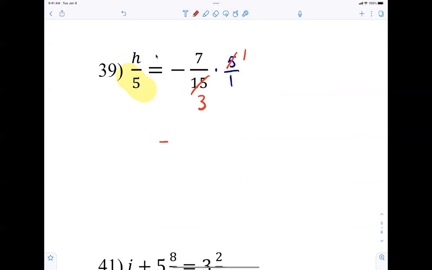Beautiful. Now my answer is what kind? Negative 7/3. Do you understand that? Is it okay to write 35/15 and then reduce? Yes, but it's much quicker to reduce first.